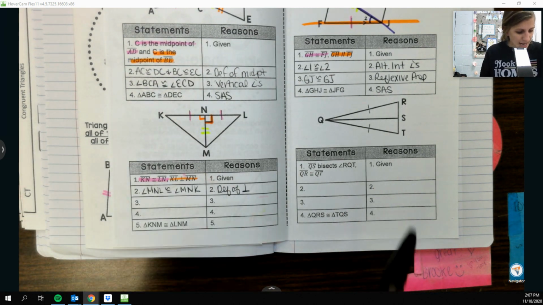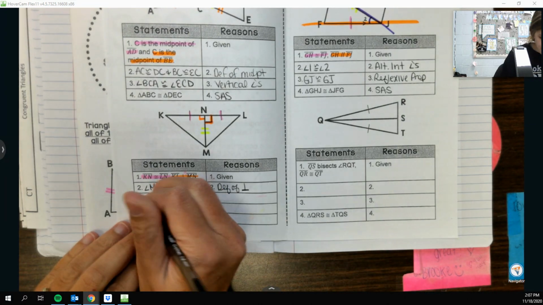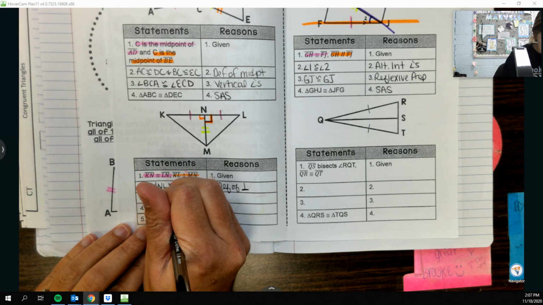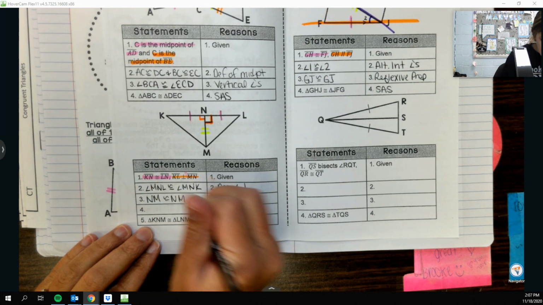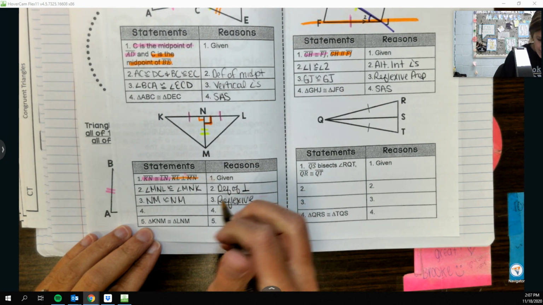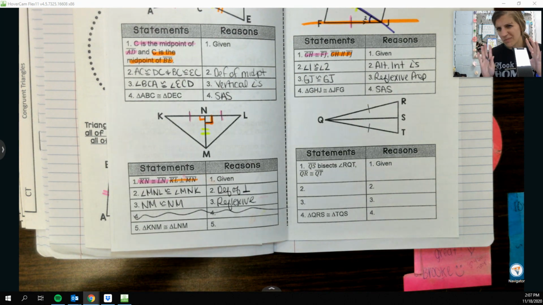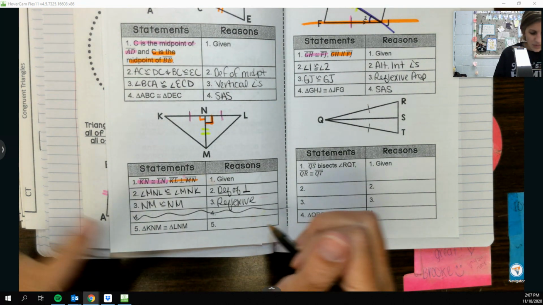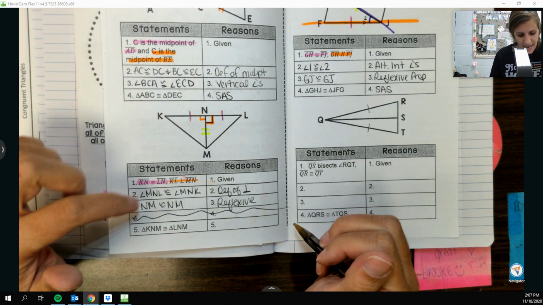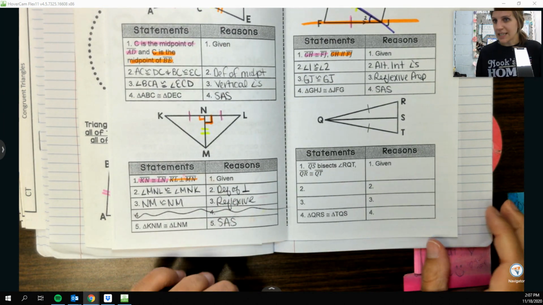The next thing that we marked is that NM is congruent to itself by the reflexive property. Yeah, see, I totally did that. No need for that step because that was like the 90 step. It's fine. And then I had side, angle, side to prove that they were congruent.